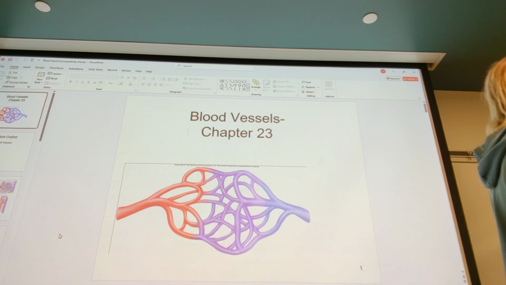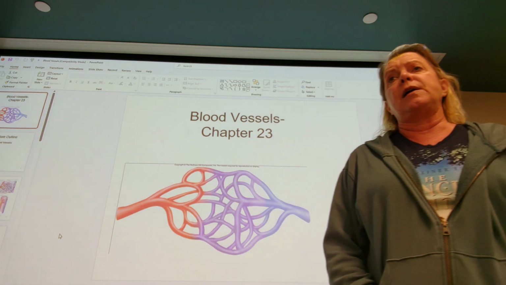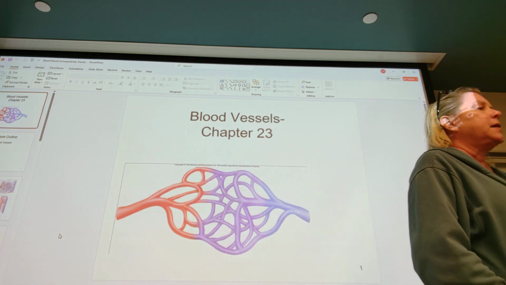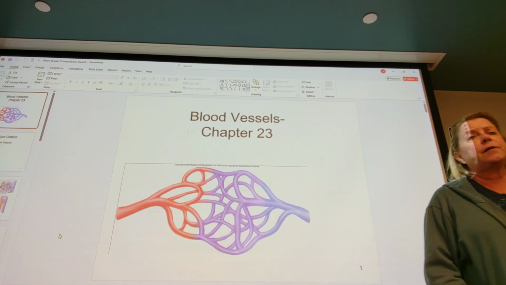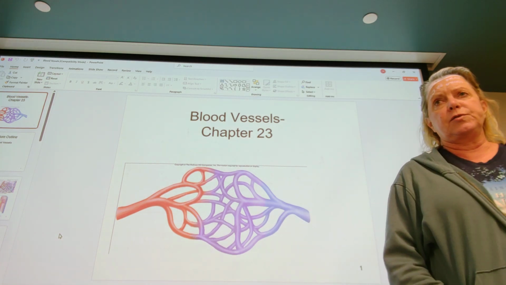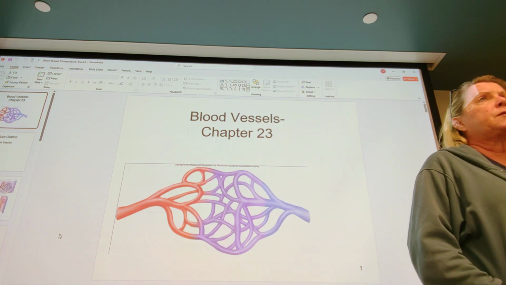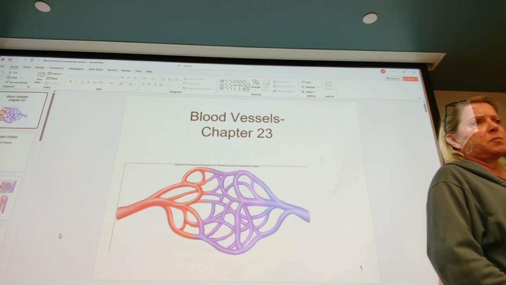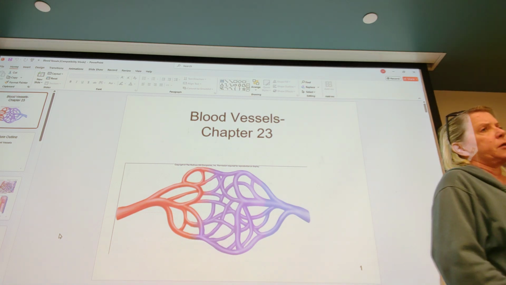Okay, blood vessels. Not that difficult with their anatomy, but extremely important when we start thinking about the physiology of blood vessels. But let's start with the anatomy first. On the board, you're seeing a typical capillary bed. There are three different types of capillary beds that I'll teach you today, and they have three different abundancies of each one.